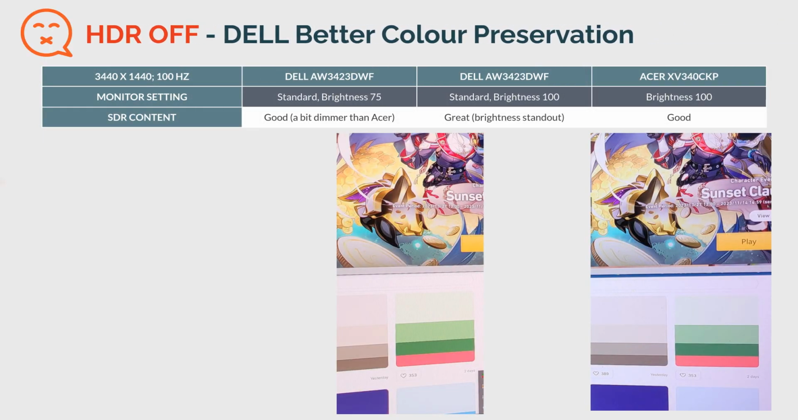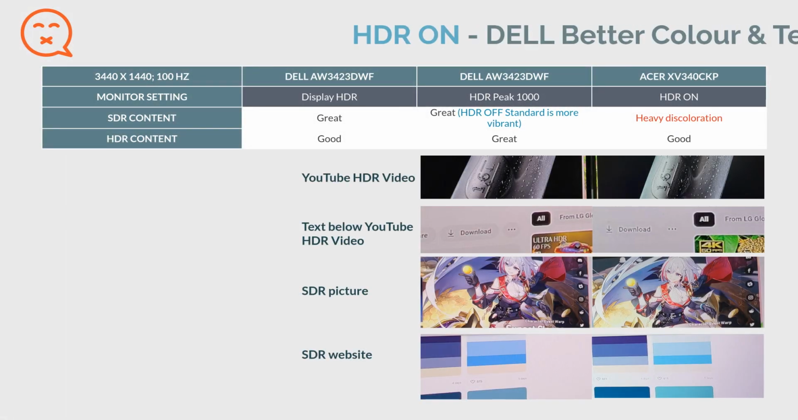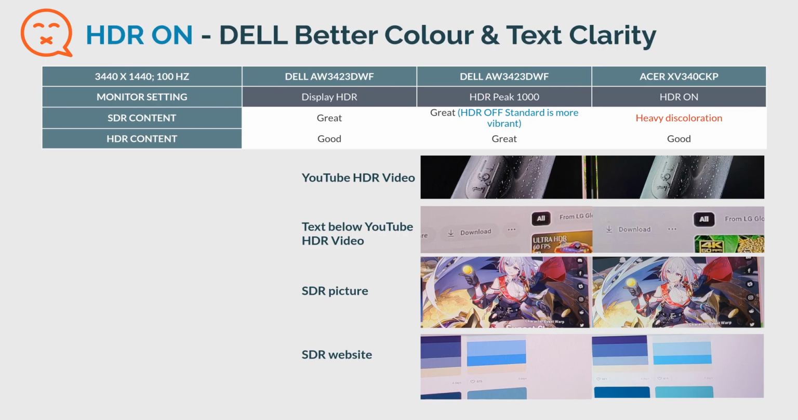On SDR mode, meaning HDR off, the Dell monitor stands out better on shiny stuff and preserving pale or pastel colors. On HDR mode, you can see there are some visual differences in color presentation. We will zoom in further.